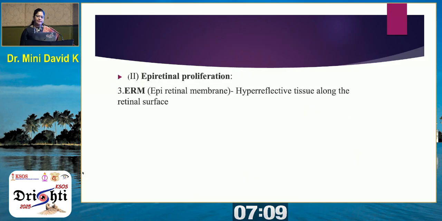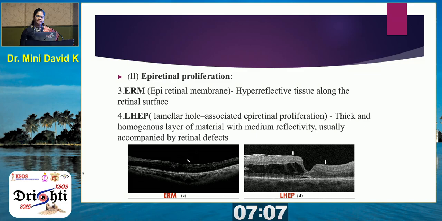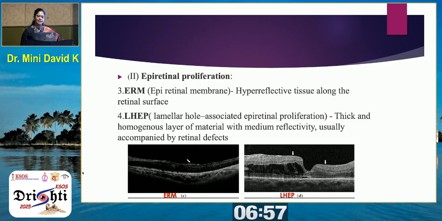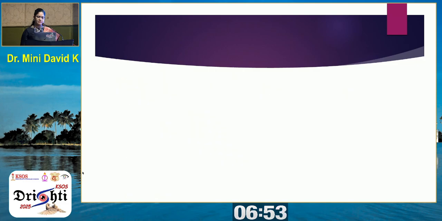And depending on epiretinal proliferation, it can be ERM and LHEP, epiretinal membrane and lamellar hole associated epiretinal proliferation. ERM is the hyperreflective tissue along the retinal surface, and LHEP is the thick and homogeneous layer of material with medium reflectivity, usually accompanied by retinal defects.